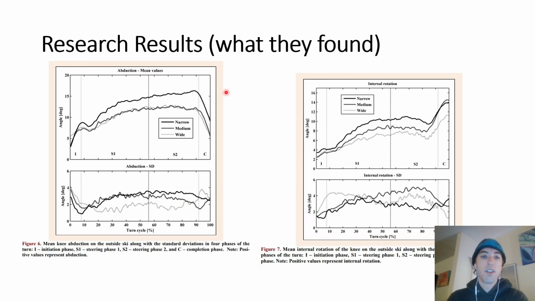And they found that the narrow ski actually had the highest amount of abduction and internal rotation. So this was not what they expected. They were hypothesizing that the wide ski would have created greater abduction and external rotation. And it's important to note here that the wide ski is at the lowest internal rotation, which could also be interpreted as a greater degree of external rotation.